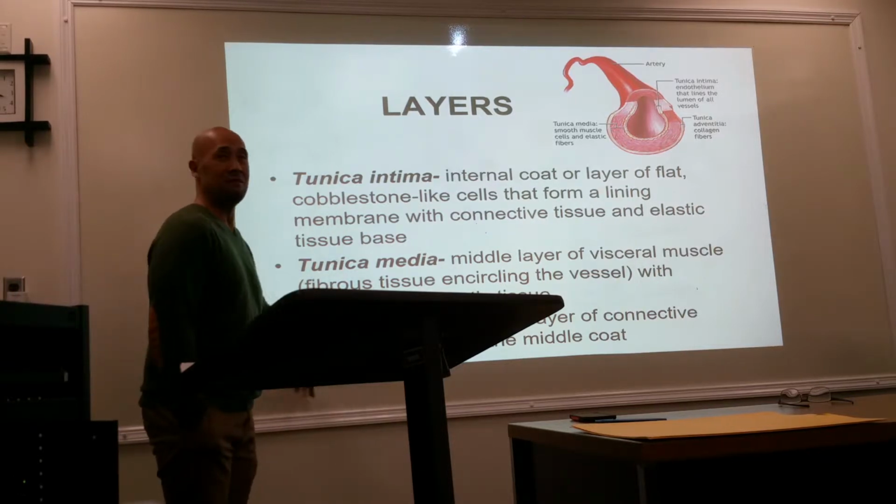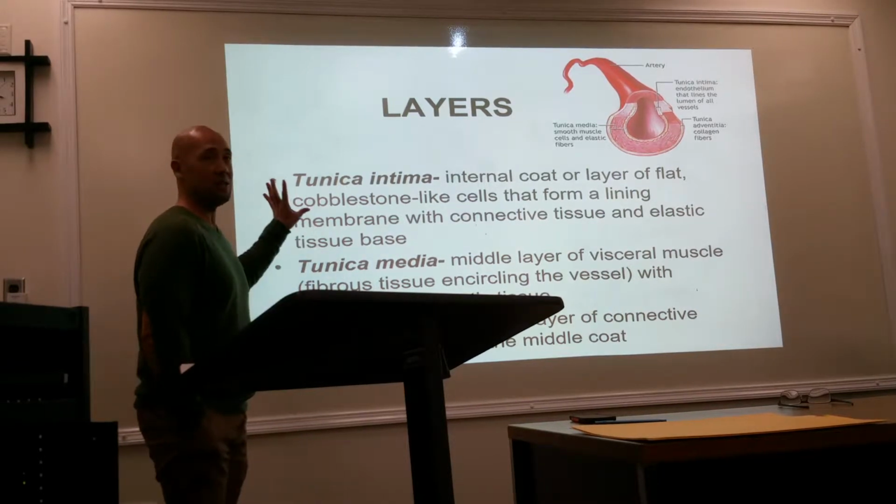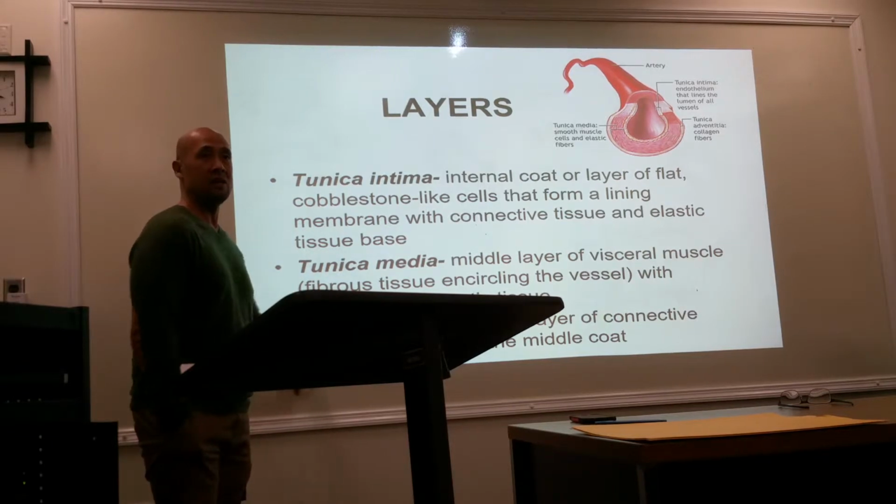This is going to be on the test. Okay? So there might be a description of which layer I'm describing there. You need to tell me if it's the inside, the middle, or the adventitia.